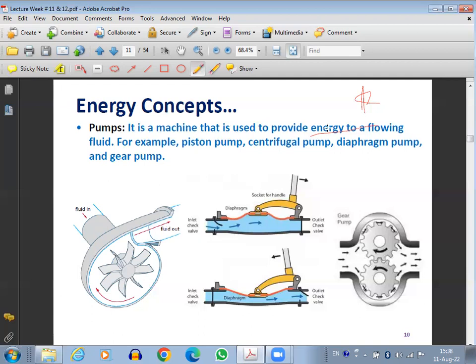So this is a basic question that could be asked in the exam: what is the difference between the pump and the turbines? Anyways, this is basically a question of thermodynamics, but since thermodynamics is a prerequisite here, it is probably something that you should know.